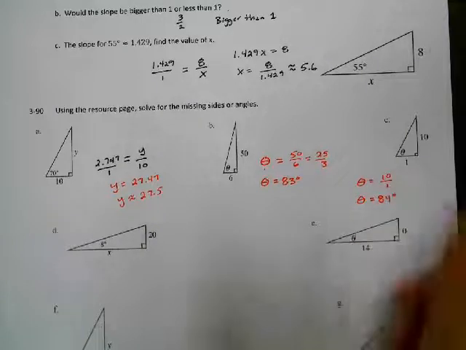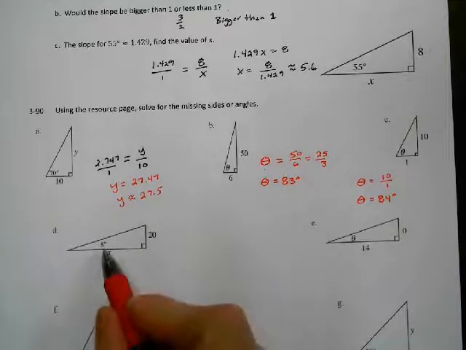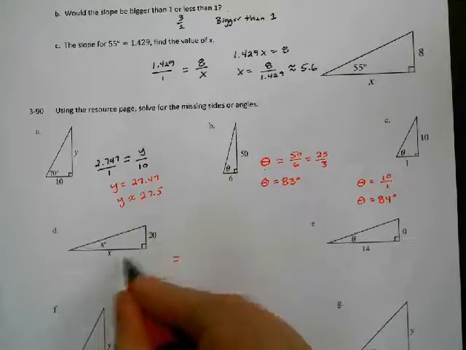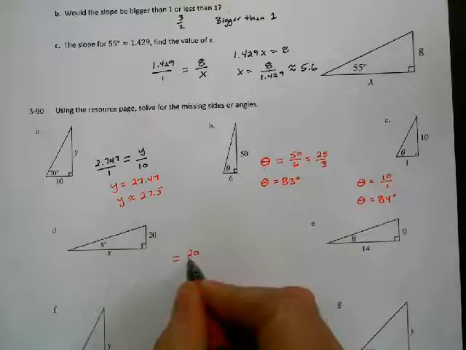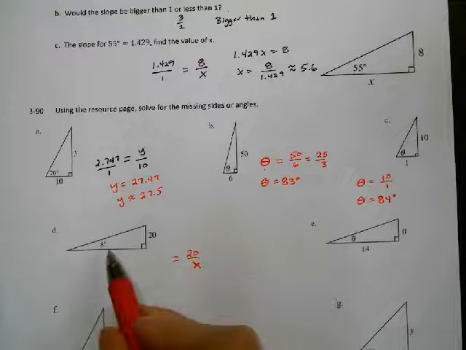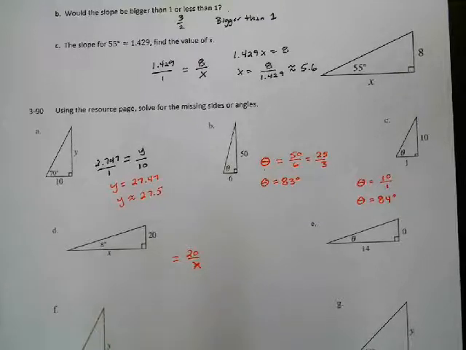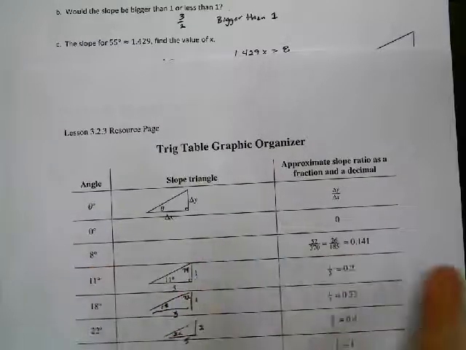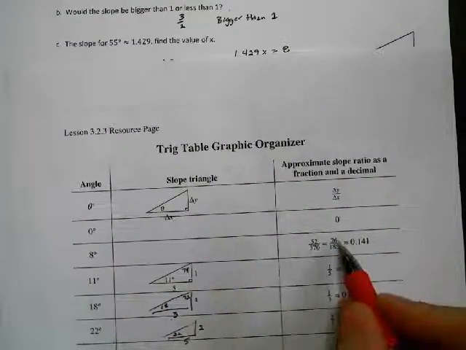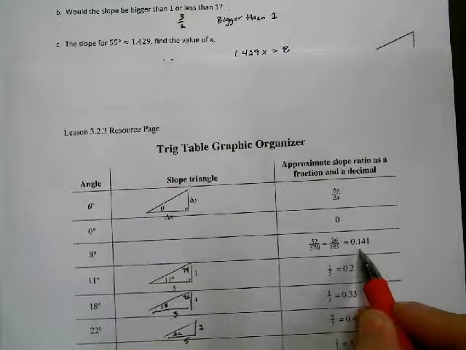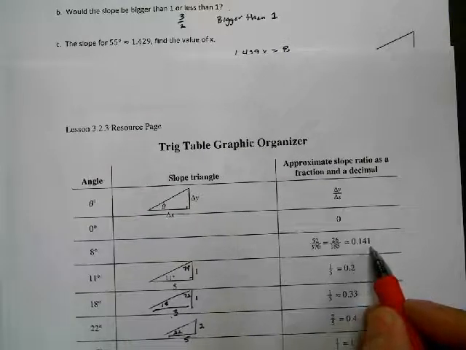Next one, slope ratio of 8 degrees. So this should be equal to 20/x. All right, let's look up on our table and find 8 degrees. What is its slope ratio? For 8 degrees, the slope ratio is 26/185, or we can just use this approximation of 0.141. Let's just use the approximation of 0.141.